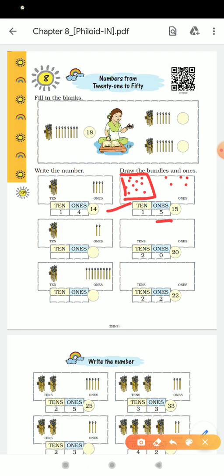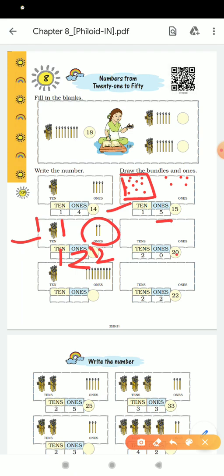Now in the next box the picture is drawn, only the number we have to write. On the tens side only one bundle is there, so we will write down only 1. And how many ones are there? 2. So in the box of ones we will write 2, and together the number comes 12. That is right, you have to write it in the circle.